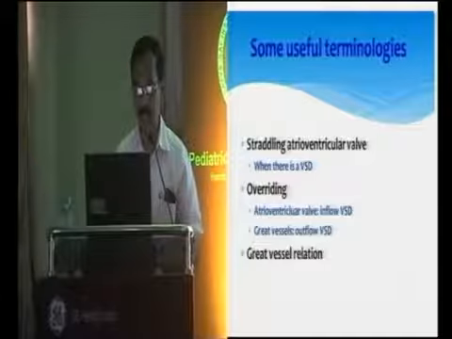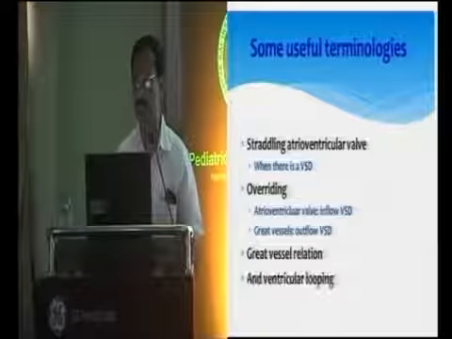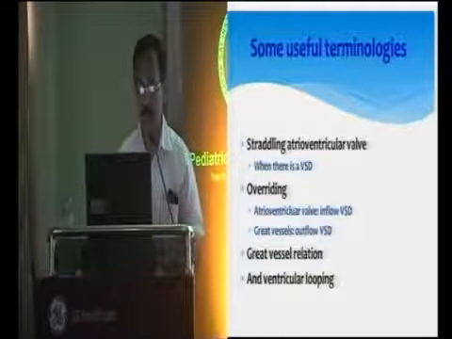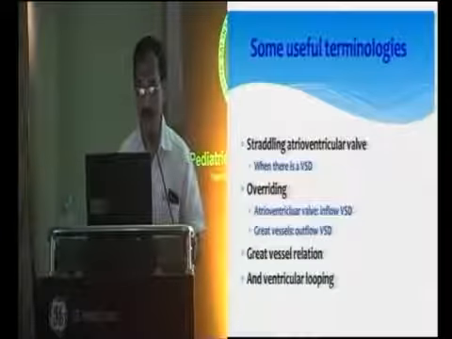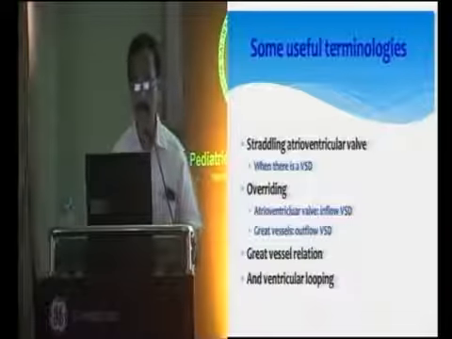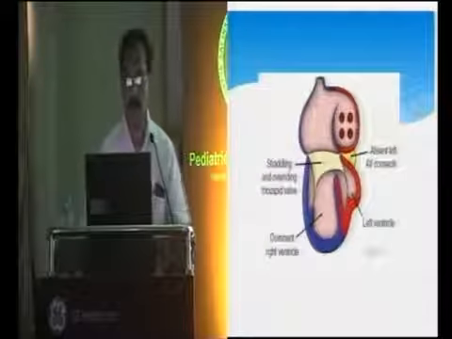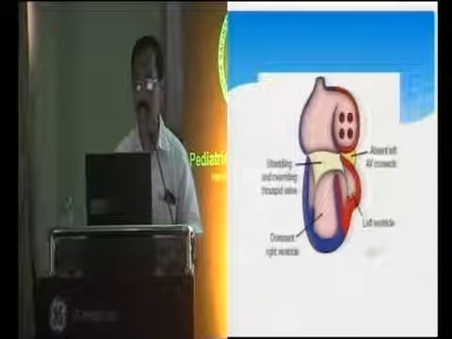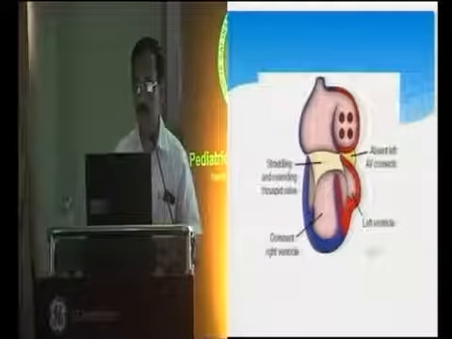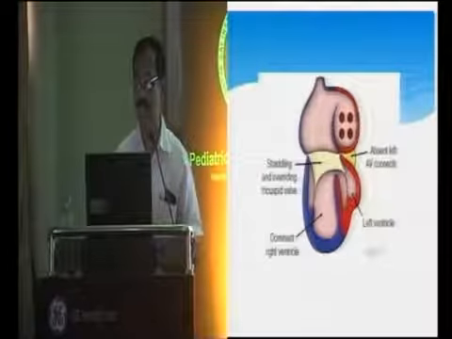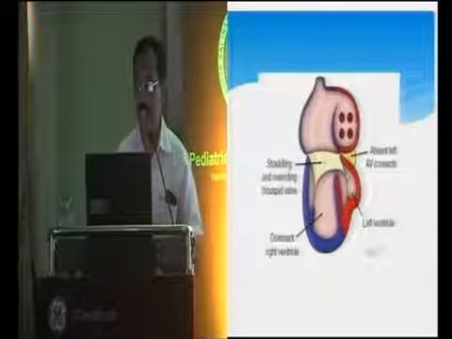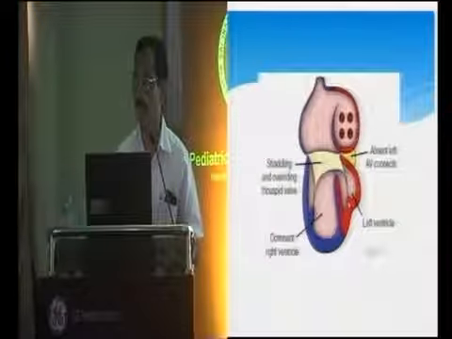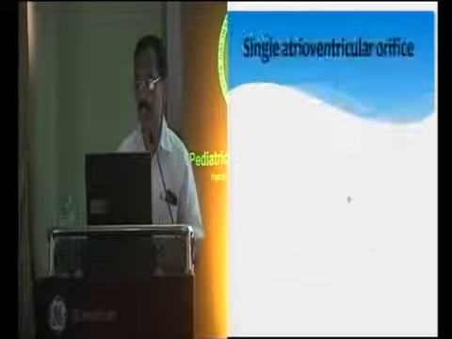So, having told you what straddling is, I have to tell you about the great vessel relation, the D loop, whatever you call a great malposed or transposed great vessel, and what you call the ventricular looping. So this is a picture of overriding. You can see this AV valve should have been connected to only this ventricle, but it overrides the VSD to the other ventricle. And here in addition you have a chordopapillary structure going to the other ventricle. There is overriding as well as straddling.